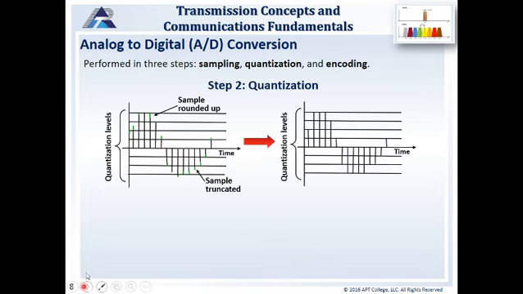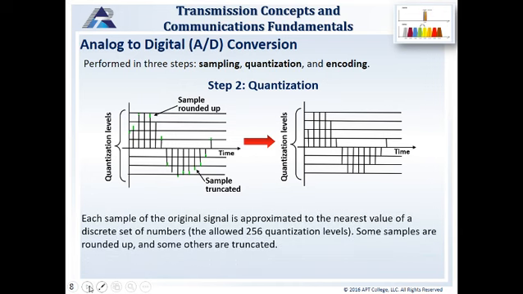The next step is quantization. Because we only have set values that we want to transmit, and this helps keep down the amount of data that these analog signals are going to take up, we need to round up or round down or truncate these samples to their nearest predetermined values. So each sample of the original signal is approximated to the nearest value of a discrete set of numbers. In this case, we're using 256 quantization levels. Some samples are rounded up and others are truncated.